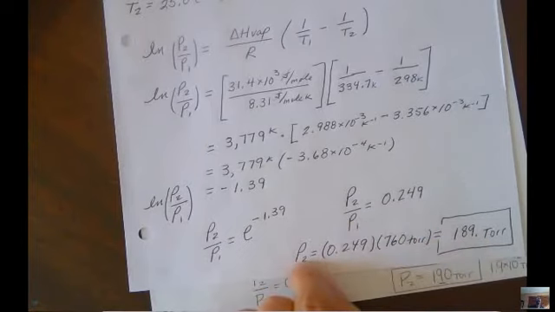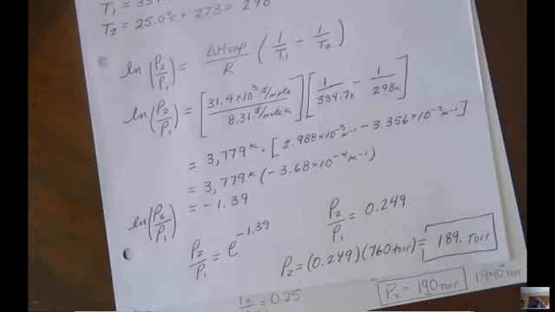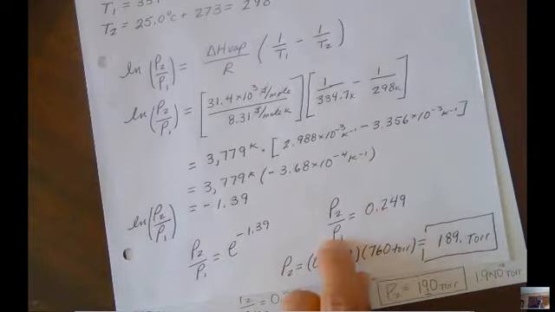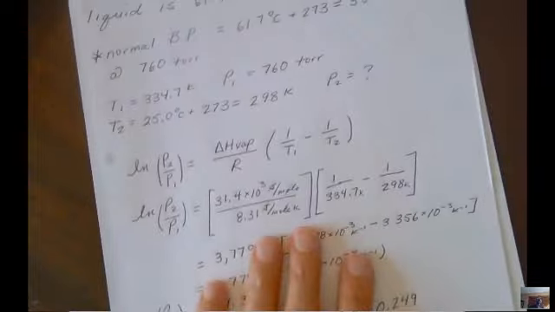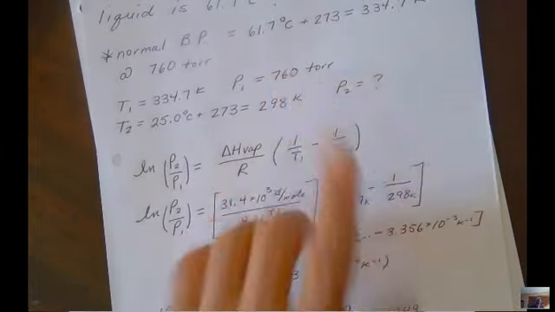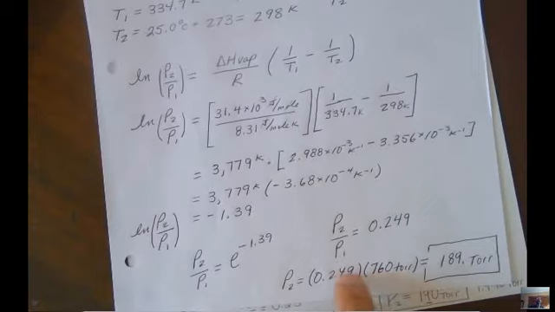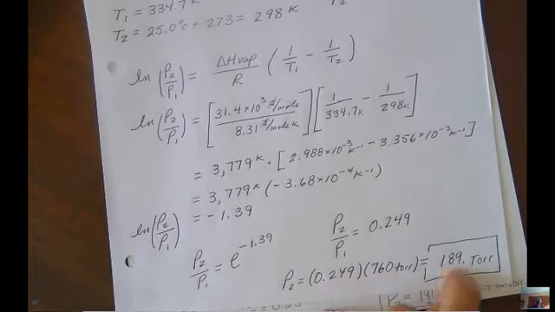So last step, I want to find out what P2 is. What is the vapor pressure of this gas, this unknown liquid, evaporating? I get my ratio here times P1, which I know. Here's my P1, 760. Plug it in. This has no unit. Dimensionless times something with torr gives you torr, right? So 0.249 times 760 torr gives you 169 torr.